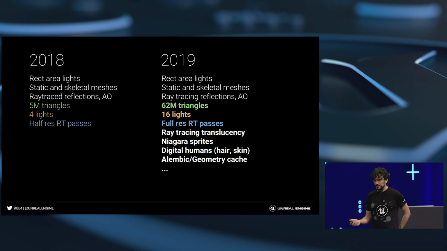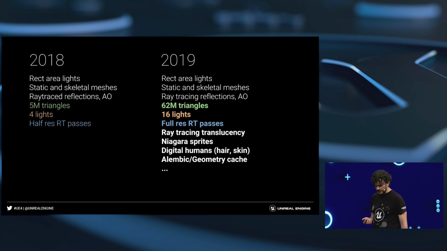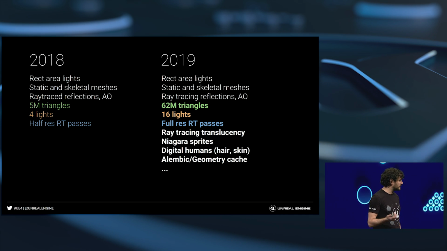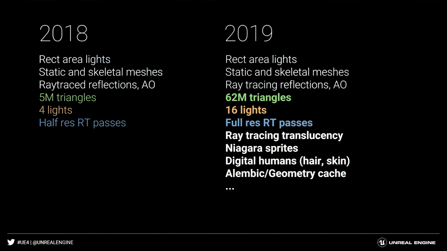Well, basically, this demo is one order of magnitude more complex than the previous ones. There's more polygons, there's more lights, the environment is way more complex. The quality is higher because we are rendering ray tracing passes at full resolution instead of half resolution like last year. There's many other elements, as I already mentioned, Niagara particles, digital humans, Alembic, geometry cache, and so on. But the render time is the same. So the render time is the same, the complexity is much higher, which means that performance is way, way better. Performance is more or less one order of magnitude higher than a year ago.